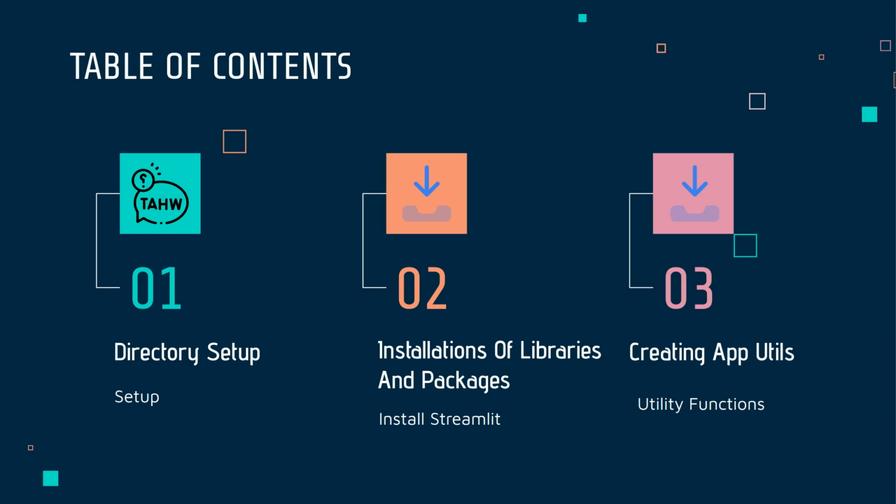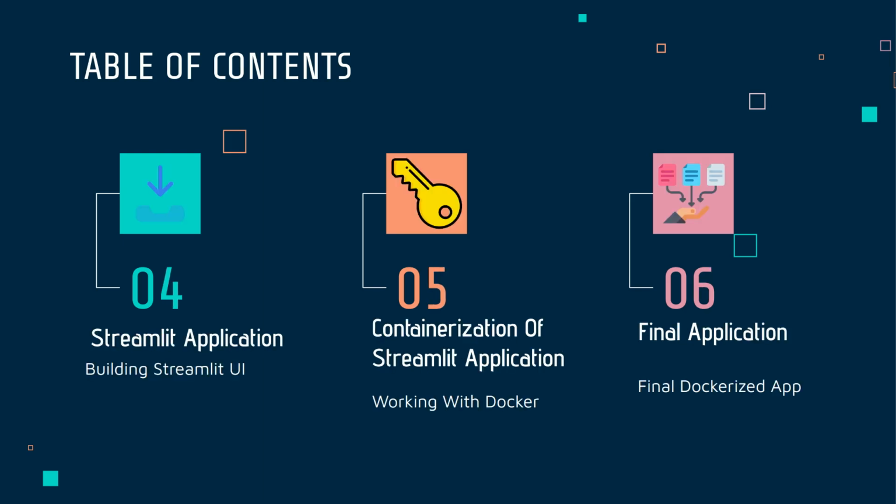Let's go straight to the table of contents. The first thing we're going to do is look at setting up the directory, installing the libraries and packages, and creating our app utils functions. Then we'll create the Streamlit application, and containerize this whole Streamlit application along with our FastAPI application, and that will be the end of the video. So let's get to it.